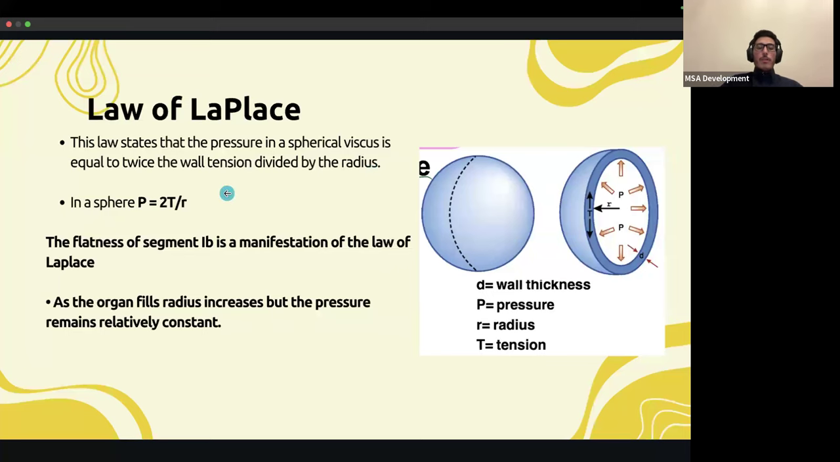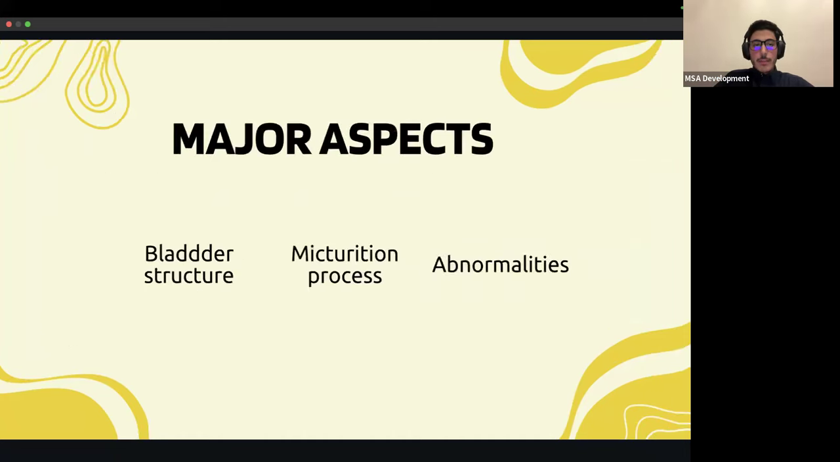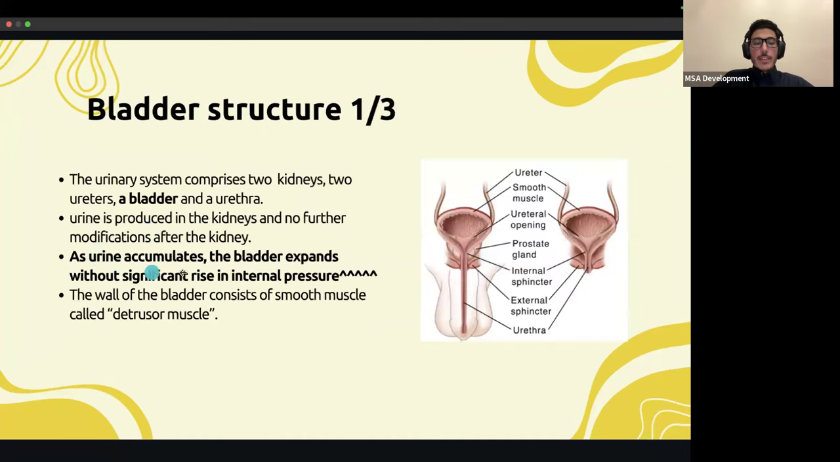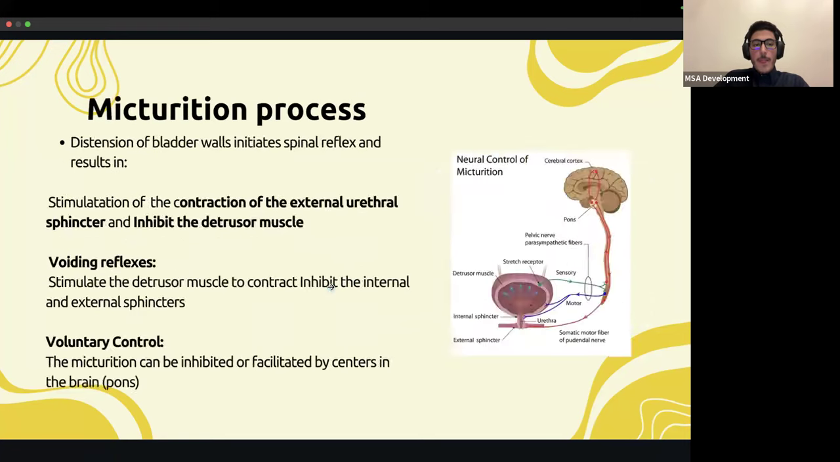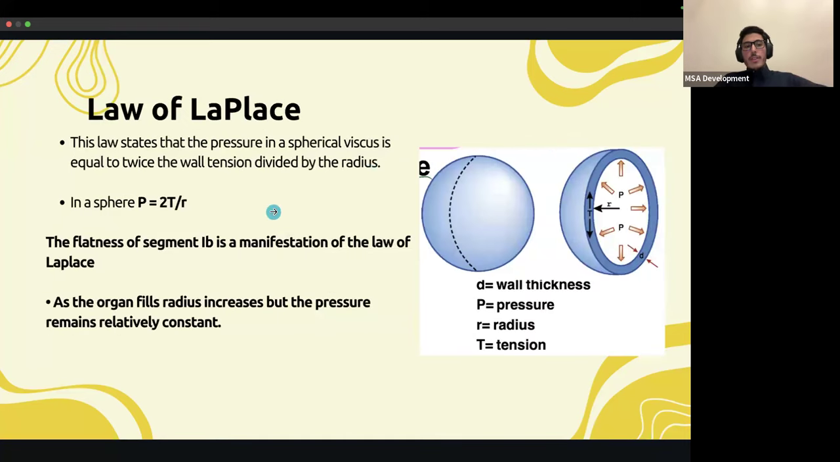And now for the law of Laplace. I know, guys, don't panic. It's not a physics class, but this law helps us understand the mechanism the bladder is working with. As I mentioned in the first slide, as urine accumulates, the bladder expands without a significant rise in internal pressure. So I guess most of you were wondering, how is the internal pressure not increasing? This law, the law of Laplace, can emphasize this point.